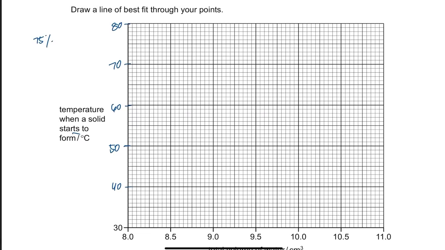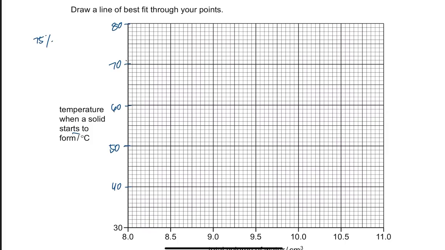Now the question is, how much is one small box? There are 10 boxes in between this one big square. You have 1, 2, 3, 4, 1, 2, 3, 4, 5, 6, 7, 8, 9, 10 small boxes. And the way to know, although it's common sense, if you use your common sense a little bit, we know that each one box would represent one.